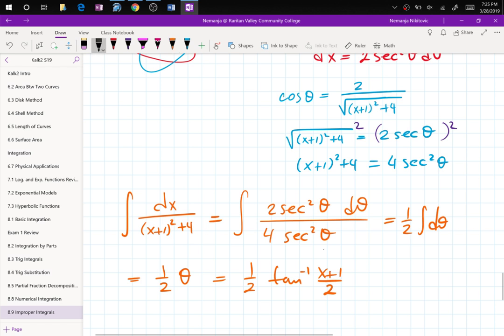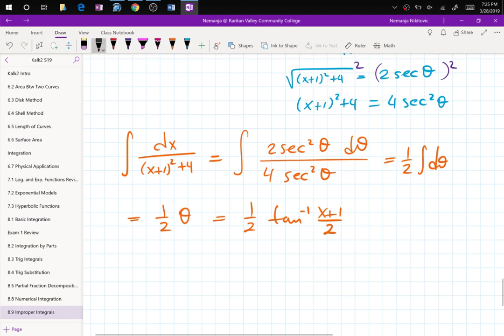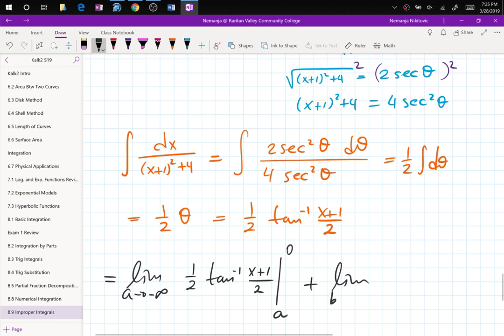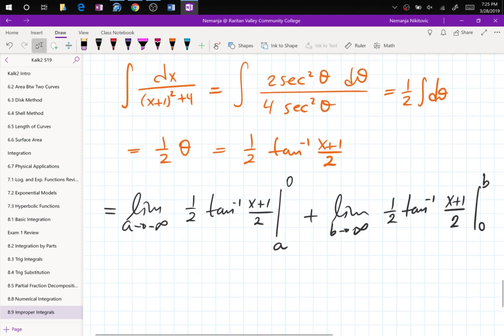So now we get to plug this into our limits and improper integrals and all of that stuff. So that's equal to the limit as a goes to negative infinity of 1/2 tangent inverse of (x plus 1) over 2, and the limits are a to 0, plus the limit as b goes to infinity of 1/2 tangent inverse of (x plus 1) over 2, from 0 to b. We can factor out this 1/2 in front of everything from both of these.